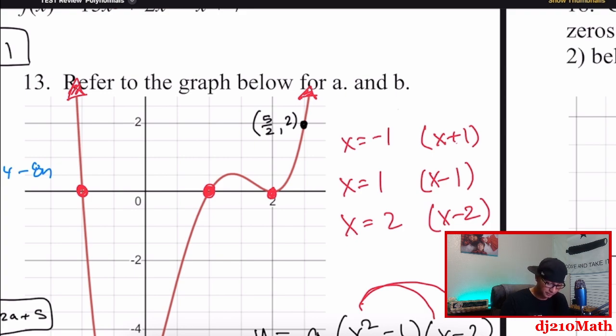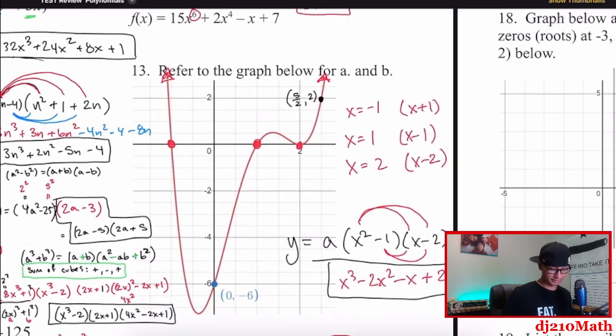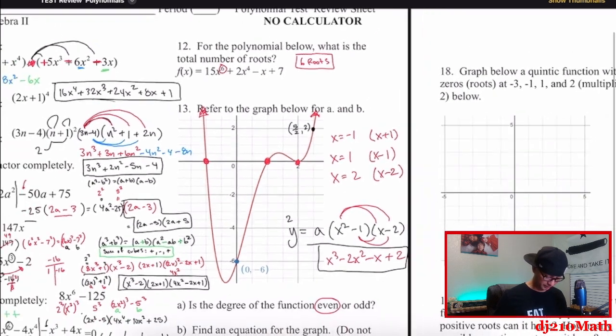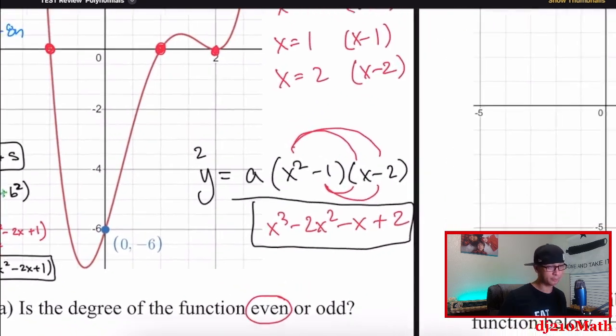So this means y is going to be 2, and x is going to be 5 halves. Wow. All right. Let's do the math on this. So this is going to be, I'm really running out of room.